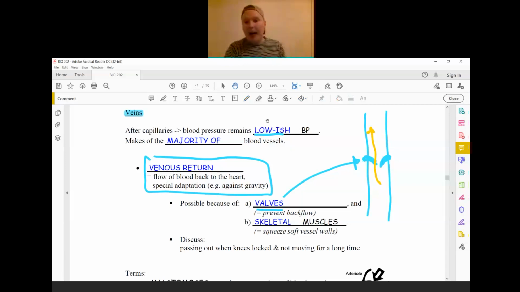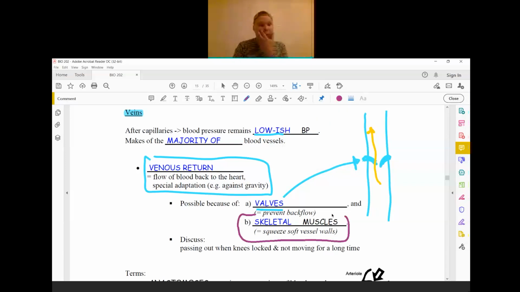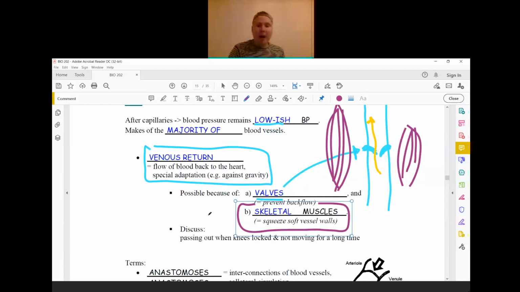So veins are constantly squeezed, and every time a vein gets squashed, the blood moves up in the direction where the valves facilitate it to go. So you'll notice that was the concept of venous return. And for example, soldiers who stand with their knees locked end up passing out because they're not getting the blood returning back to the heart.